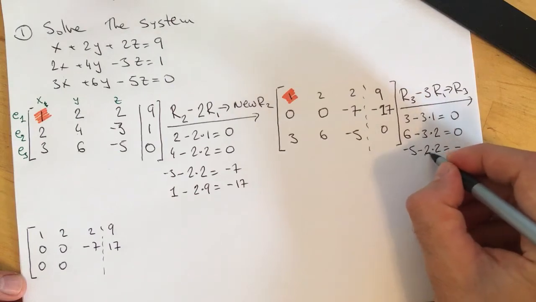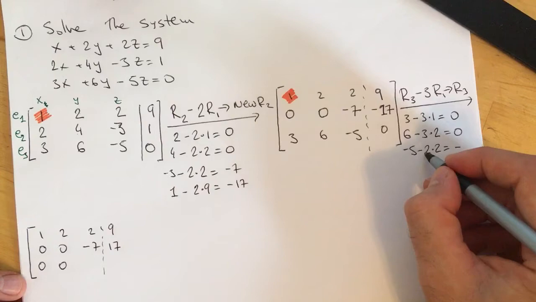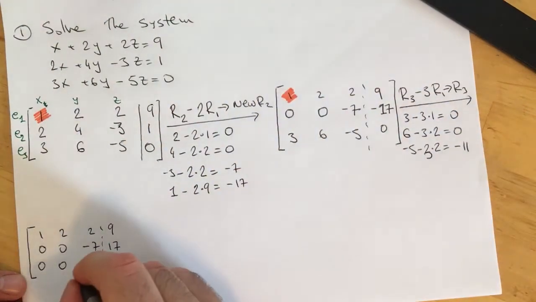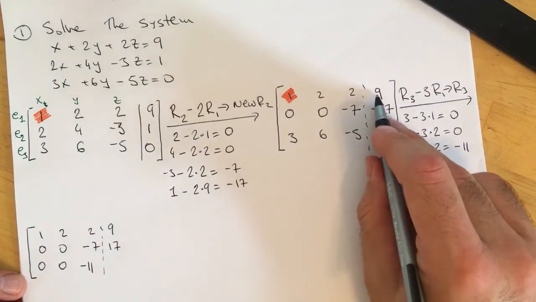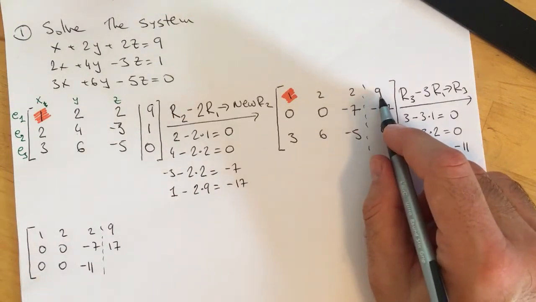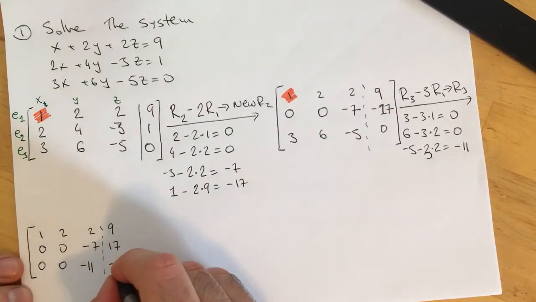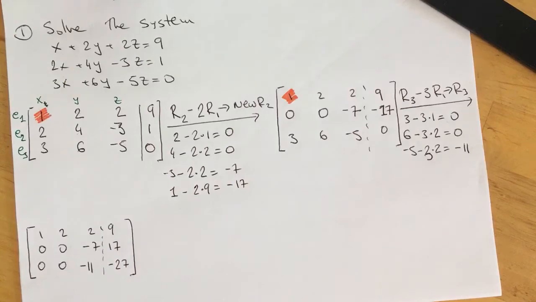Minus 3, my bad. So 5 minus 3 times 2 is negative 5, minus 6 is negative 11. And the last entry is 0 minus 3 times 9. So 0 minus 3 times 9 is negative 3 times 9, and that's negative 27. Okay?